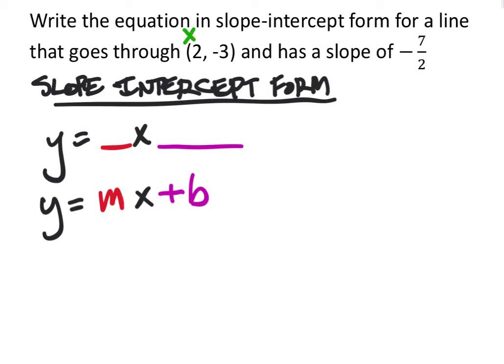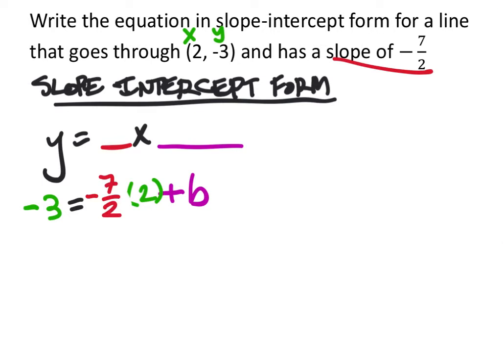I've got an x value that's 2 and a y value that's -3. So I could replace the x value with 2, and the y value also gets replaced with that -3 from that ordered pair, okay? X and y value. And we also know the slope. So I replace the slope. It was given to us as -7/2.